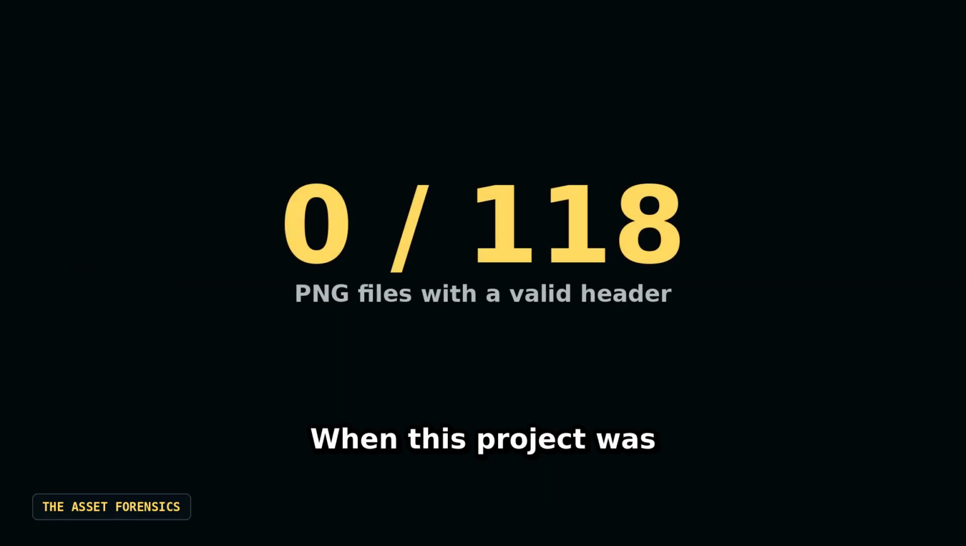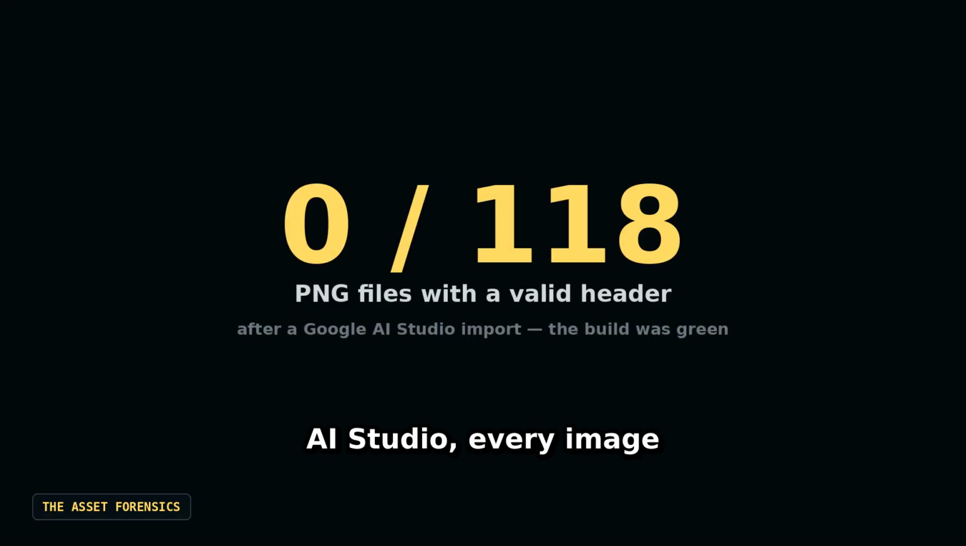Now, the part that has nothing to do with Ollama and is the most expensive lesson here. When this project was imported through Google AI Studio, every image in it was destroyed. 0 of 118 PNG files still had a valid header. And the application still compiled. The interface still rendered. The assistant reported that it was building cleanly. The game canvas was solid black.